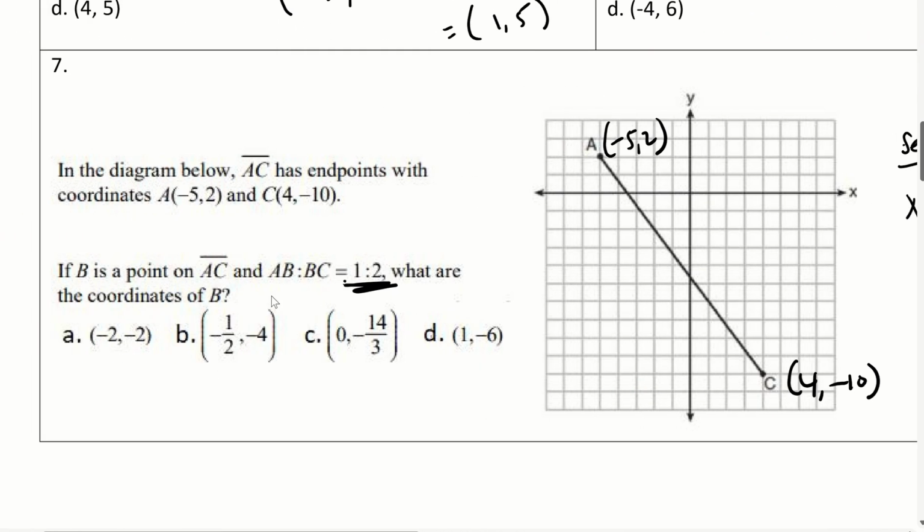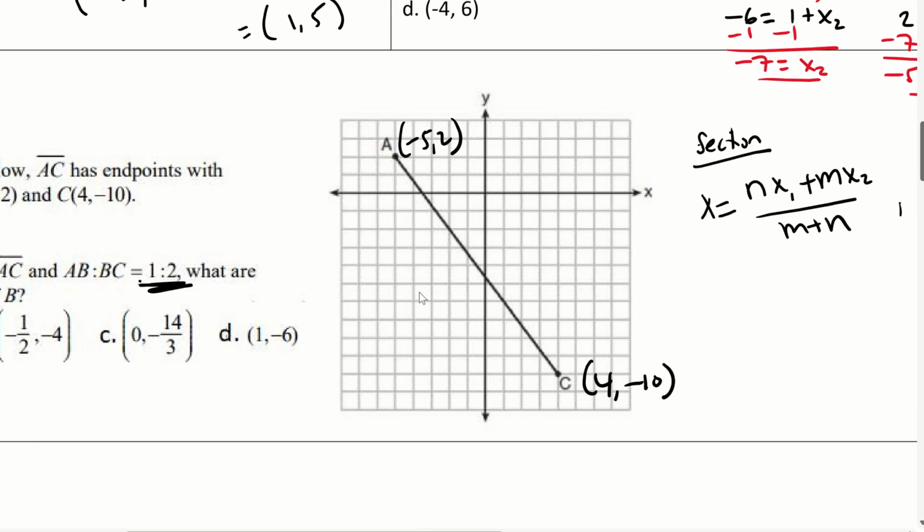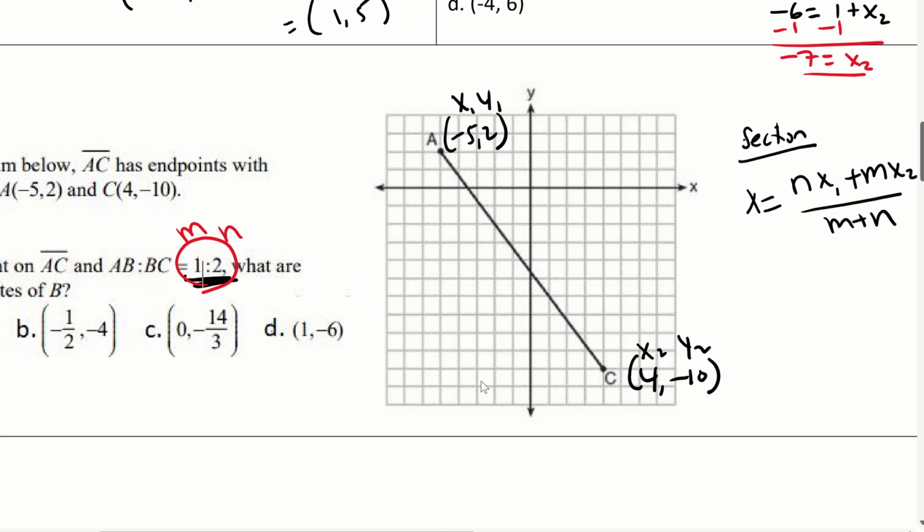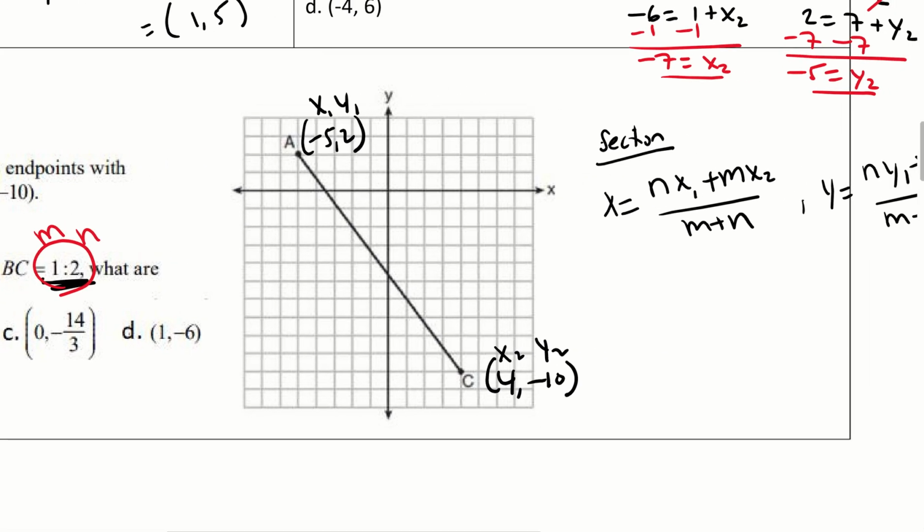Now we need to find the coordinates. Well, we know this is x1, y1. This is x2, y2. Now, m and n, remember, comes from here. So that's m, that's n. M is 1 and n is 2. So all you got to do is plug that in here. So we got x equals n is 2, x1 is -5. Again, that's coming from the graph there. M is 1, x2 is 4, over, and then add the m and the n together. So 1 plus 2.